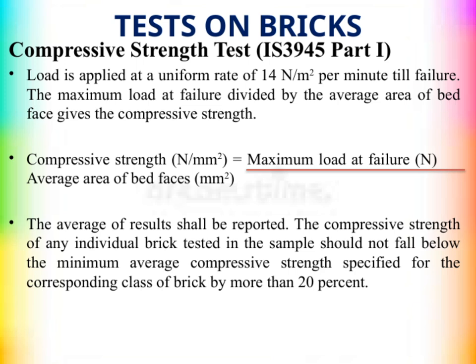It's important to note that when reporting the results, we take the average of all the test outcomes. Also, there's a critical quality control point. The compressive strength of any individual brick in the sample should not be more than 20% below the minimum average strength specified for its class. This ensures consistency and reliability in the bricks we use. By understanding these testing procedures, we reinforce the importance of quality standards in brick manufacturing, which ultimately impacts the durability and strength of the structures we build.